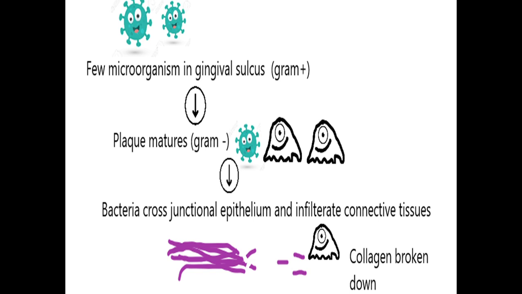Now, initially the plaque was having few microorganisms, that too gram positive, but as the plaque matures, more gram negative bacteria will be there. See, I have made this diagrammatic representation of bacteria, although it is smiley, but this is what I have tried to show, that these are bacteria. And the bacteria cross the junctional epithelium and infiltrate the underlying connective tissue.